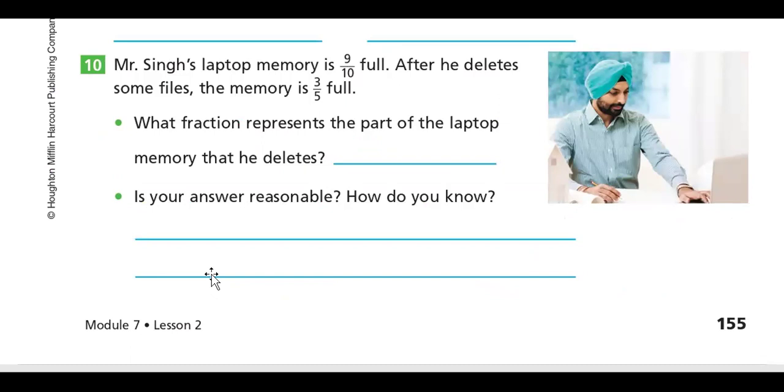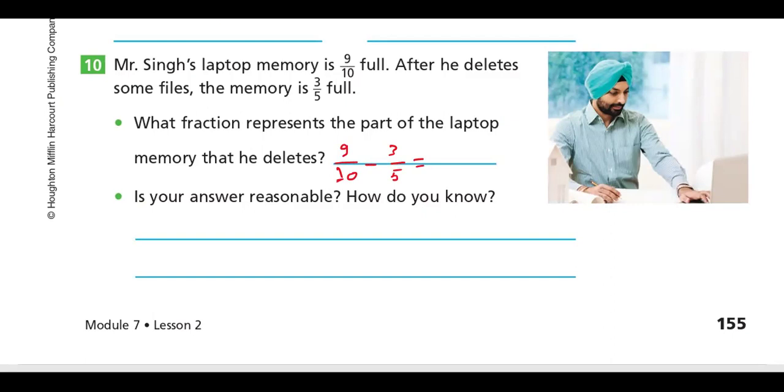Mr. Song's laptop memory is 9 over 10 full. After he deleted some files, the memory is 3 over 5 full. So write the fraction represent. So he deletes some files, so it will be a subtraction. So I have to subtract. So it will be 9 over 10 minus 3 over 5.